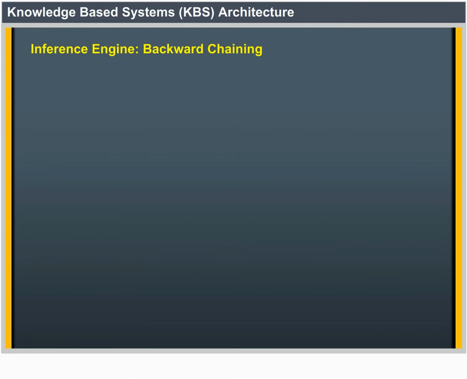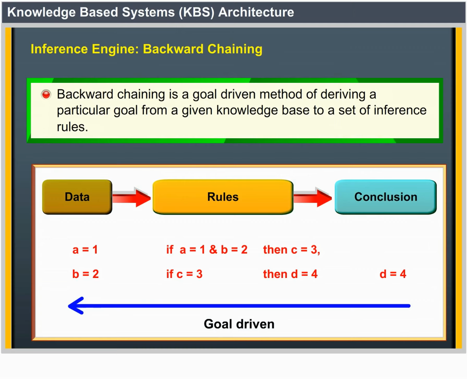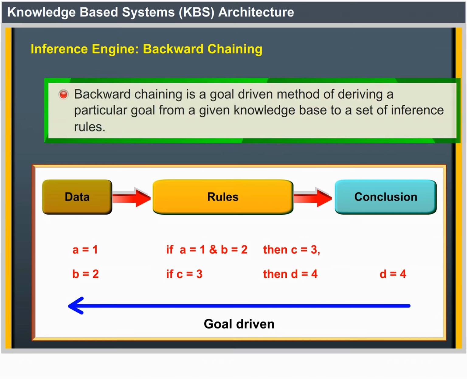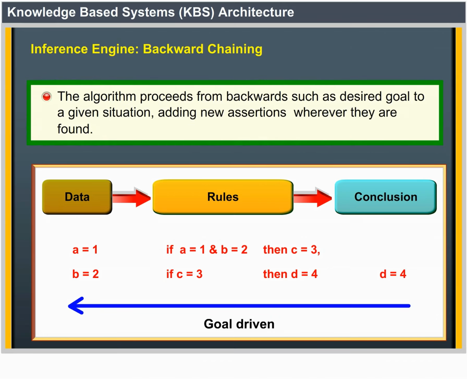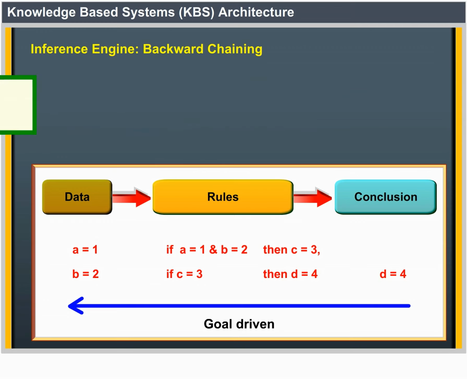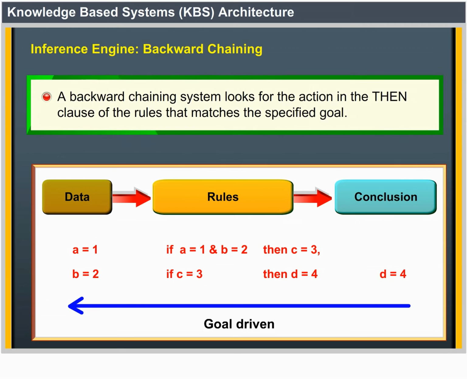Inference Engine: backward chaining. Backward chaining is a goal-driven method of deriving a particular goal from a given knowledge base and a set of inference rules. The algorithm proceeds backwards, from the desired goal to a given situation, adding new assertions wherever they are found. A backward chaining system looks for the action in the then clause of the rules that matches the specified goal.